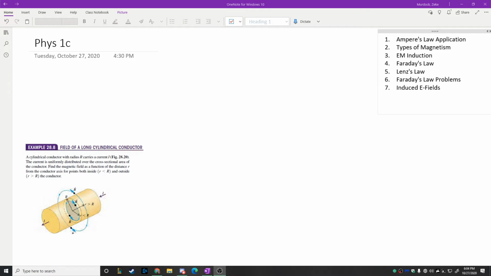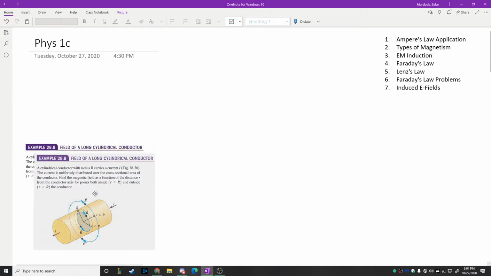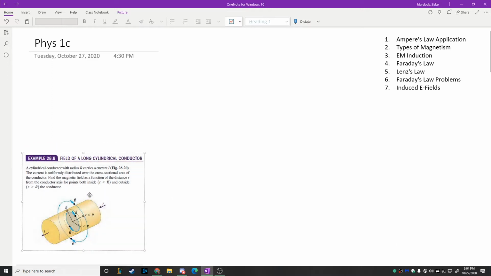And so we're going to learn about how it is that a moving magnet can induce a current into a wire, and how electrical power is generated and all this kind of stuff. But we're going to start off with this Ampere's law thing. So let's review what Ampere's law states.